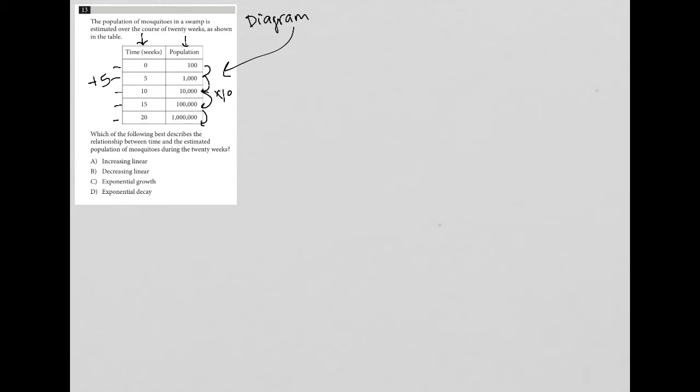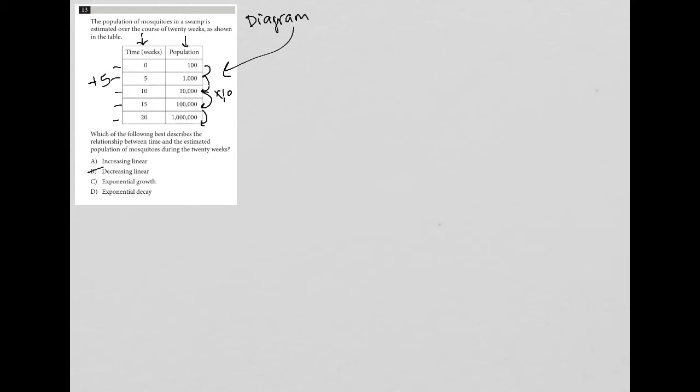All right, so now the question says, which of the following best describes the relationship between time and the estimated population of mosquitoes during the 20 weeks? Well, it's definitely increasing, right? So the relationship is increasing, the time is increasing, the population is increasing. So I do see choice B that says decreasing, so that's going to be out.